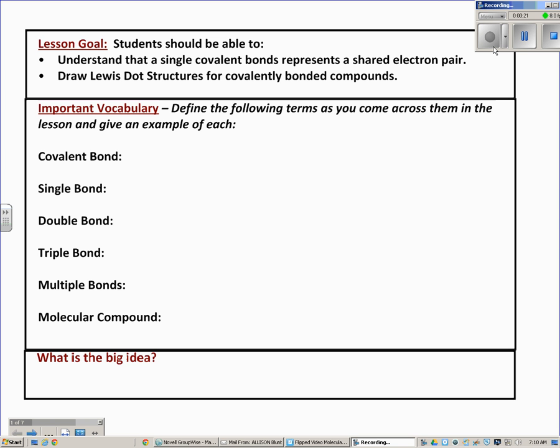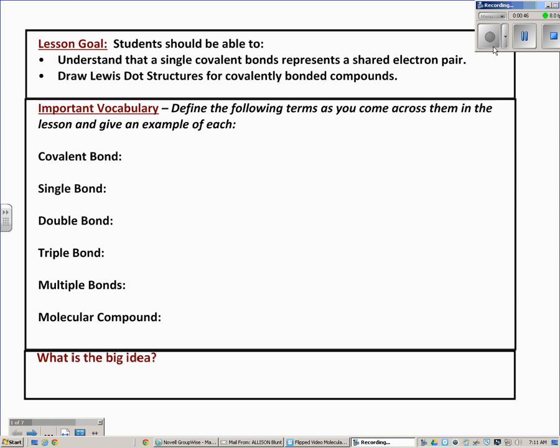And now we're moving on and we're going to study compounds that are molecular and that generally have lower boiling points, because it has to do with a sharing of electrons rather than a transfer of electrons. In this lesson, you should be able to understand that a single covalent bond represents one shared electron pair.